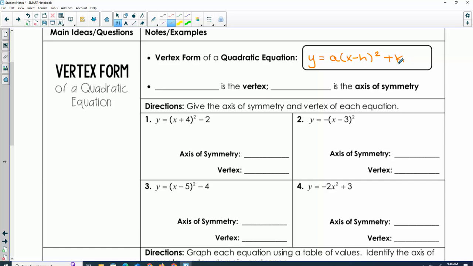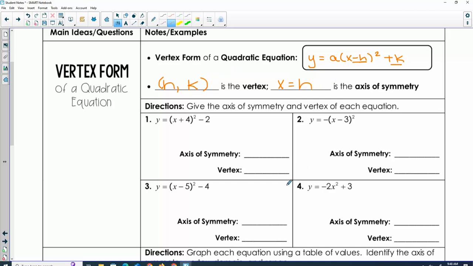When you see it like this, we don't have to do the whole formula, opposite of b over 2a, to find the vertex. We can actually identify the vertex just by looking at this formula. The x value of the vertex is the thing that gets subtracted from x. So that's your h. The y value is the thing that gets added onto the end. That's the k. Axis of symmetry is always x equals the x value of the vertex.